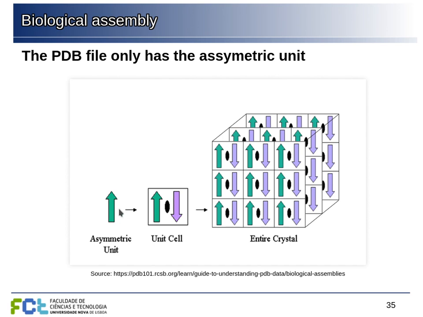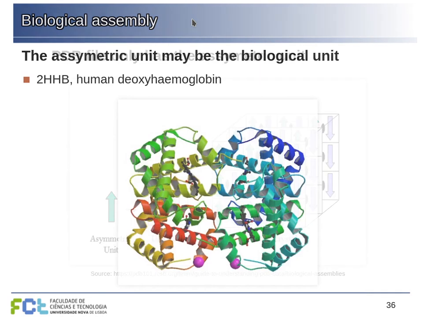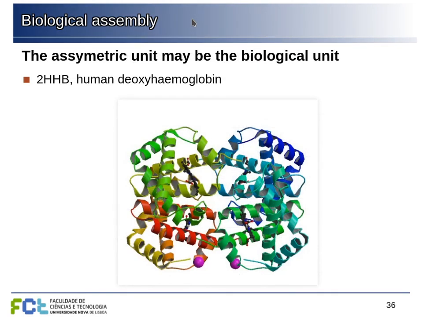So we only need the coordinates of the asymmetric unit, and this is what you have by default in the PDB file. You have also the option of downloading the biological unit, but in the basic PDB file, you have this asymmetric unit. So what we need here is this information about the relation between the set of coordinates we have in the file and the actual shape of the biological unit.